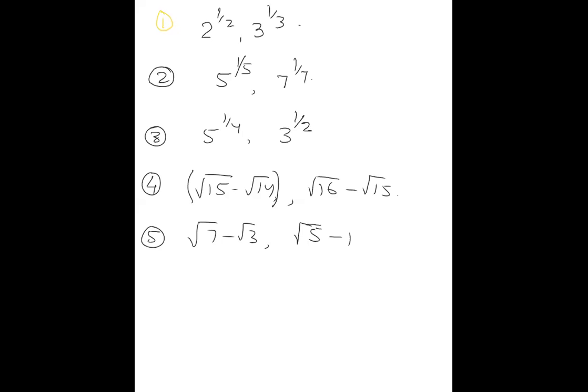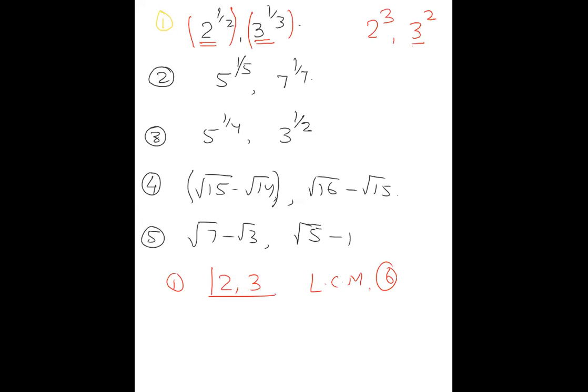Now, first question. 2 to the power 1 by 2, 3 to the power 1 by 3. The orders are 2 and 3. So the LCM is 6. Giving 6 power to both, 2 to the power 3, 3 to the power 2. Obviously, we know that this is 8, this is 9, so this is greater. So 3 to the power 1 by 3 is greater than 2 to the power 1 by 2.